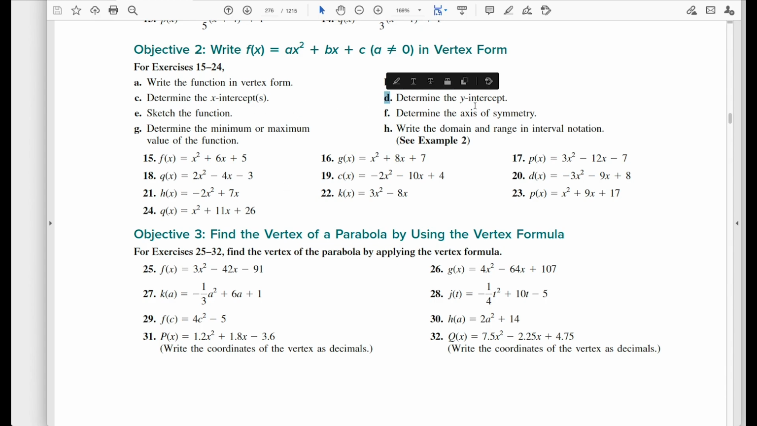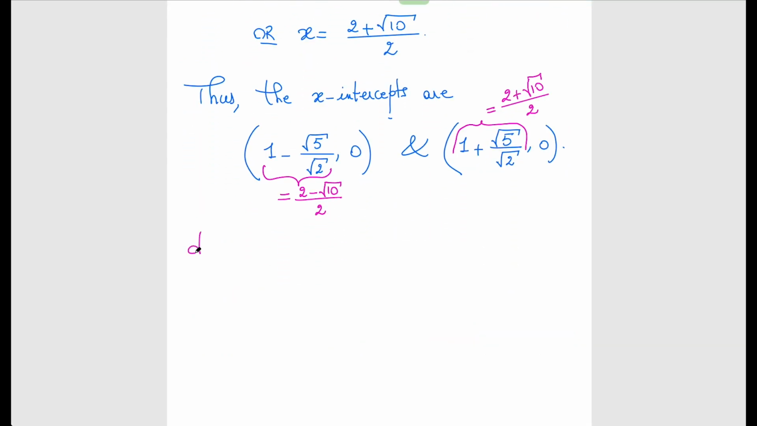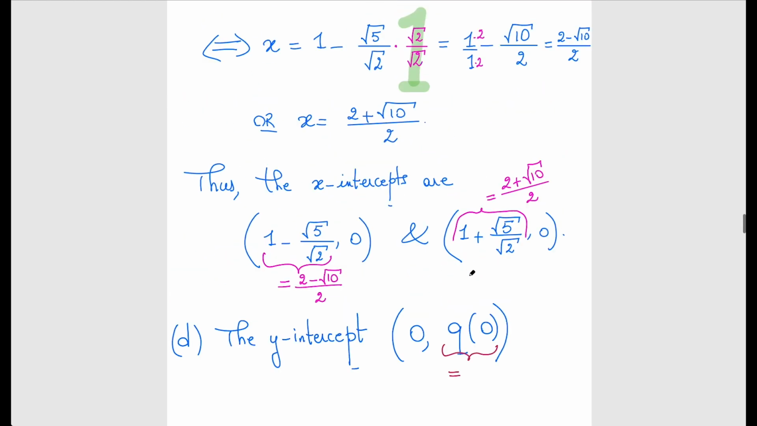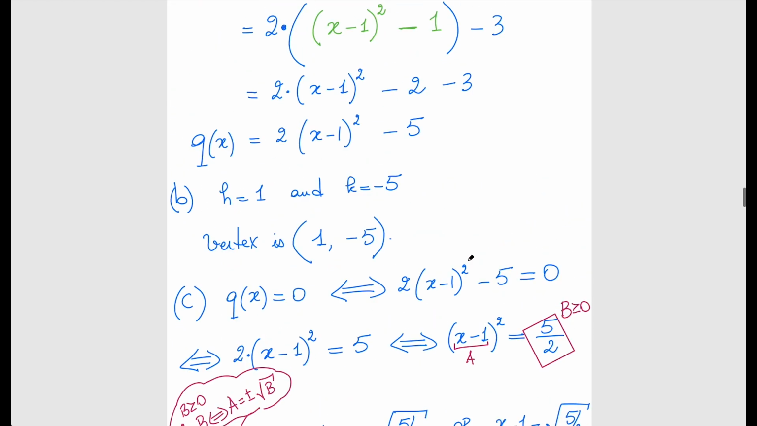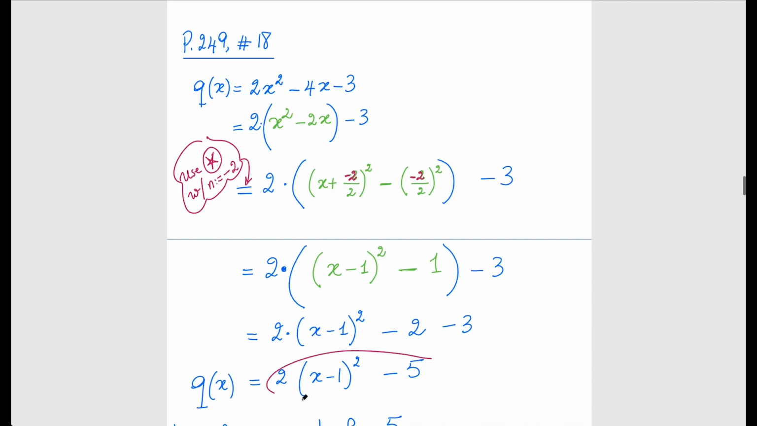Part D, determine the y-intercept. So determine the y-intercept, that's part D. Let's go back to blue. So the y-intercept is gonna be 0 comma q of 0, and the question becomes, what's q of 0? Well, what's q of x? This is q of x and this is q of x. Either this or that. They're the same.